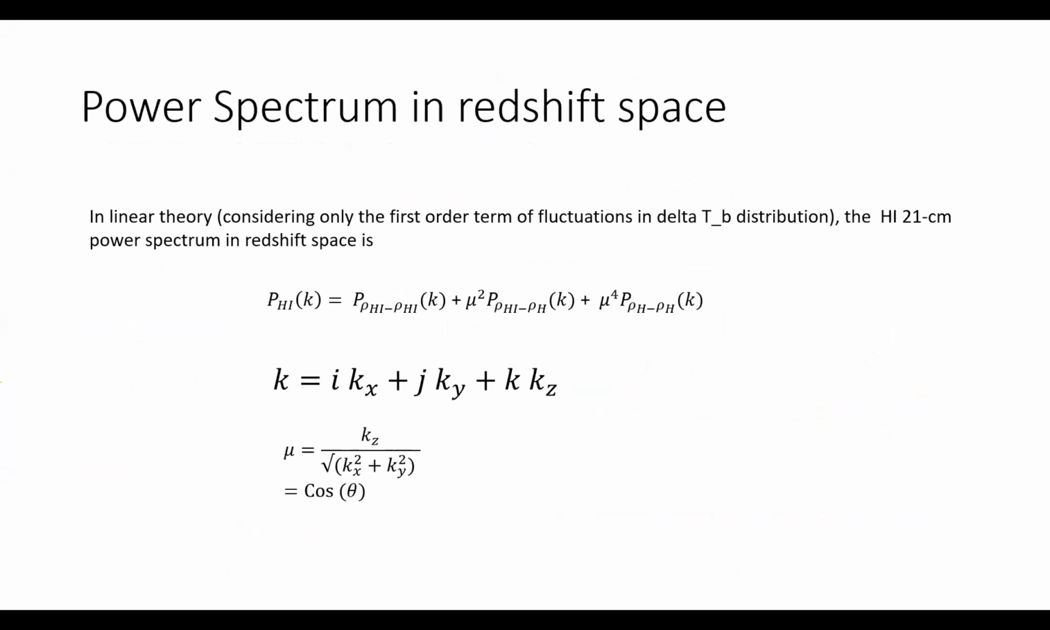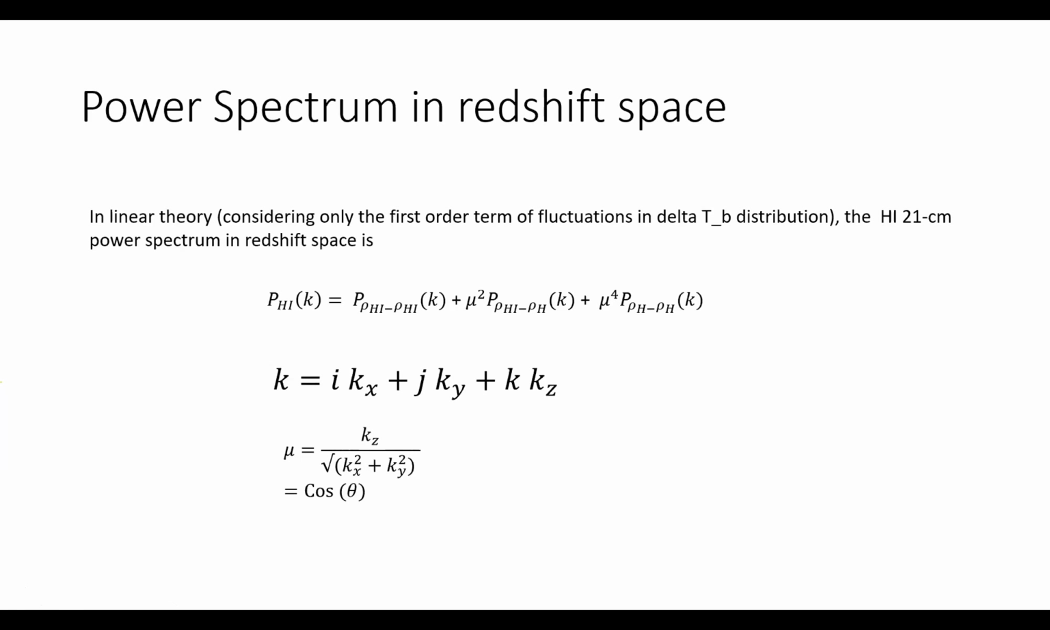Right, and then the power spectrum in redshift space can be written like this. This power spectrum is a combination of the neutral hydrogen density power spectrum, the neutral hydrogen and delta TB cross power spectrum, and the delta TB power spectrum. And they are combined, and you see this mu square. Here it is defined as cos theta. That means the angle, basically kz divided by the square root of kx square plus ky square.